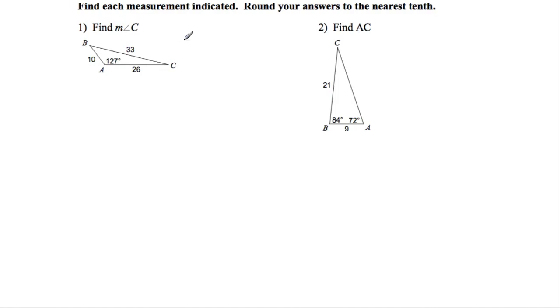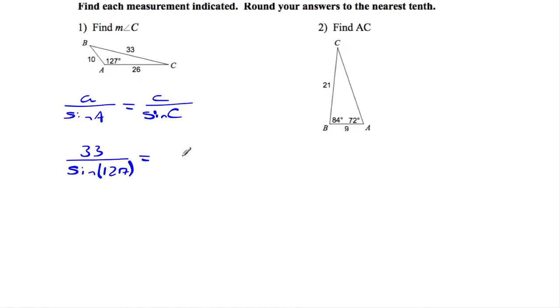So for example, I have this triangle here, and notice I'm given three values, but I want to find this angle C. Well, because I'm given angle A, I can say that side a over sine of A is equal to side c over sine of C. And then I just plug in and solve. So this is 33 over the sine of 127 degrees is equal to side c, which is 10, over the sine of C. And that sine is what I'm looking for.